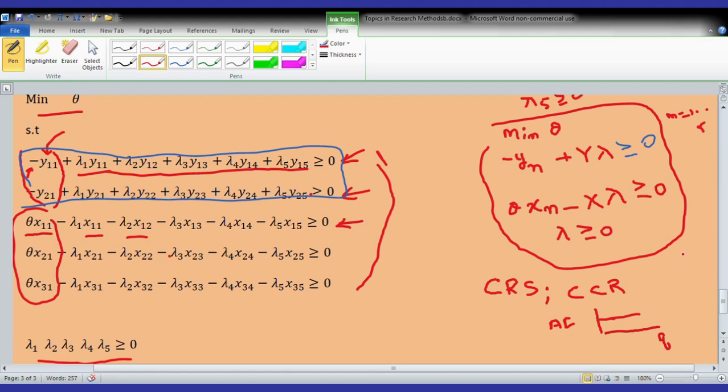But this is not the only model that we have. There is another one that is known as BCC, Banker, Charnes and Cooper. They wrote that model to allow for variable returns to scale, and our next step is to investigate that model. So let's try to do that.